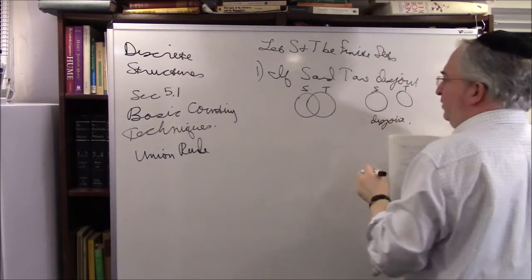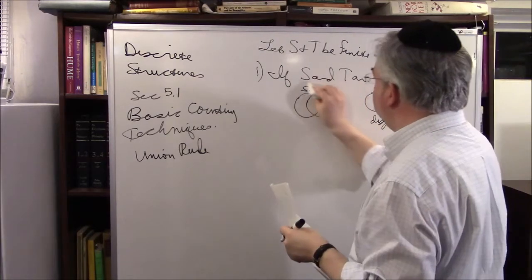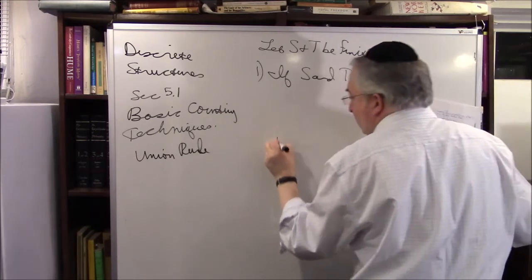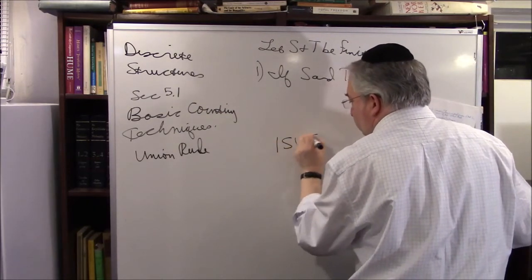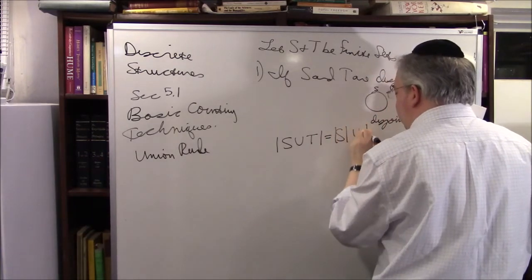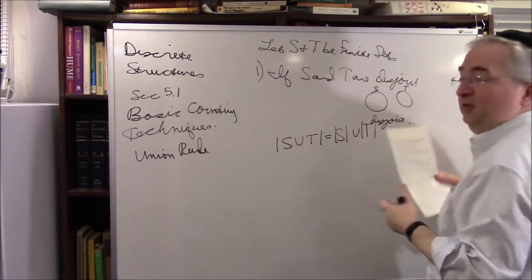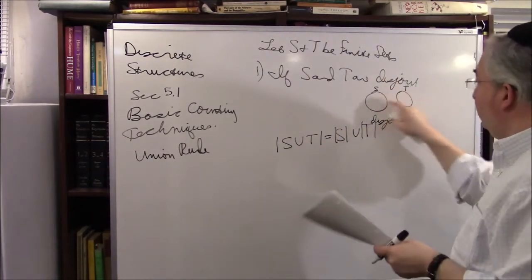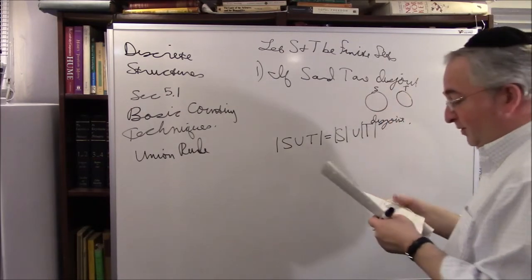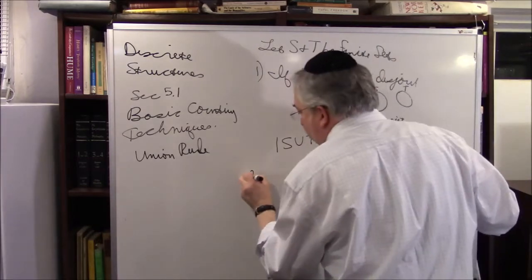Okay, so if S and T are disjoint, then the number of elements in S union T is equal to the number of elements in S plus the number of elements in T. Can't get more simple than that. How many elements are in here or here? Number in here plus number in here. Simple as that.